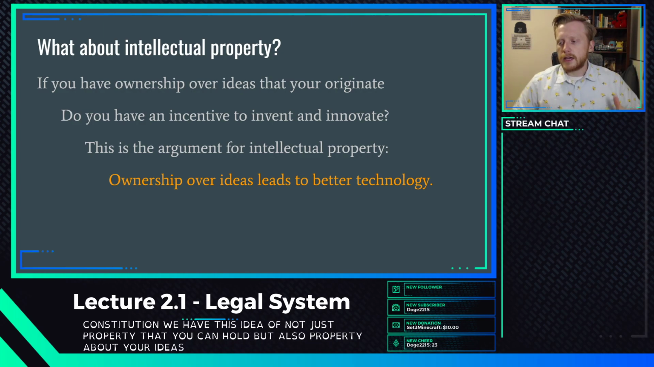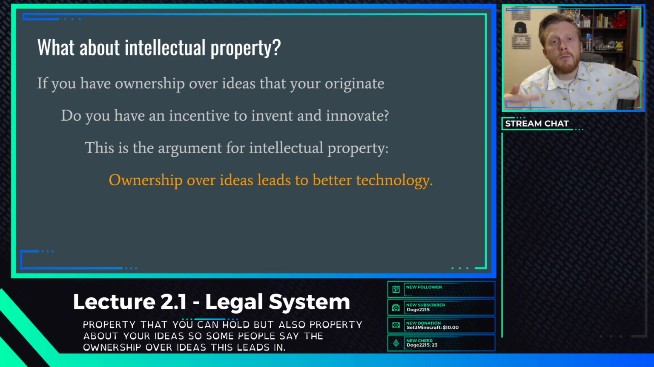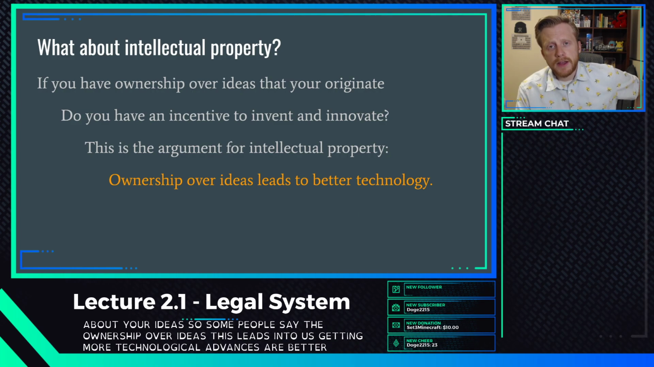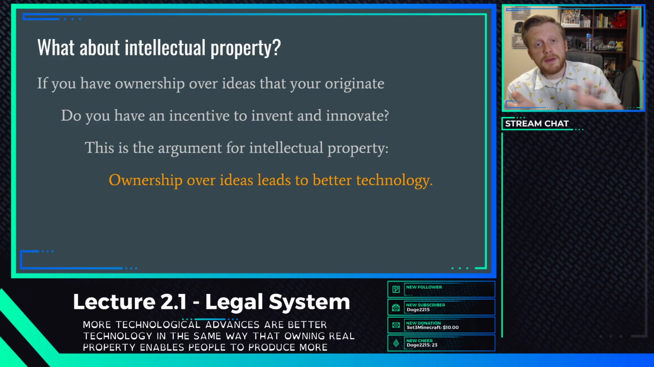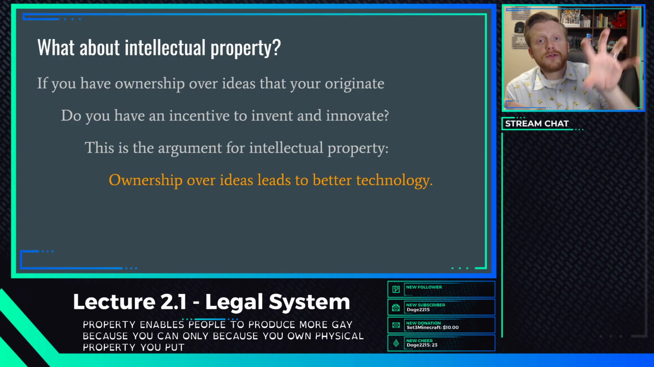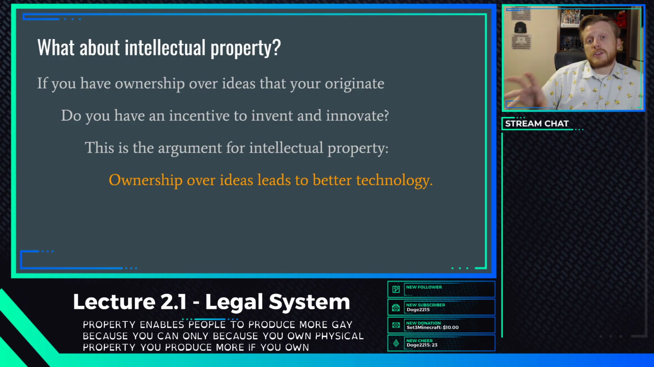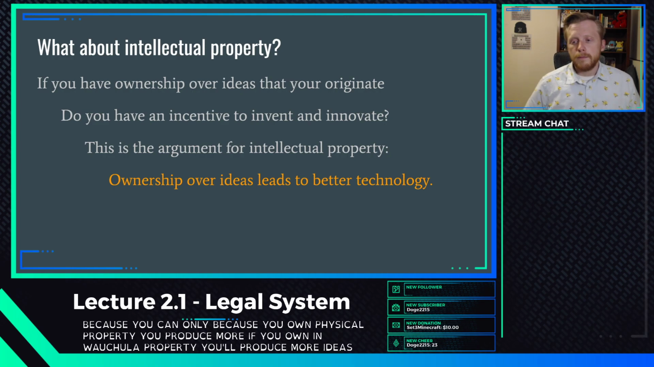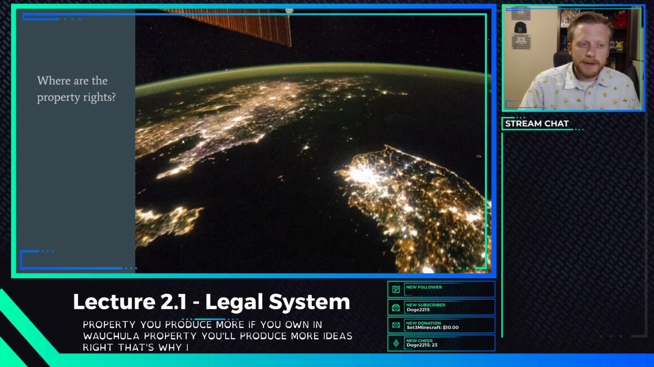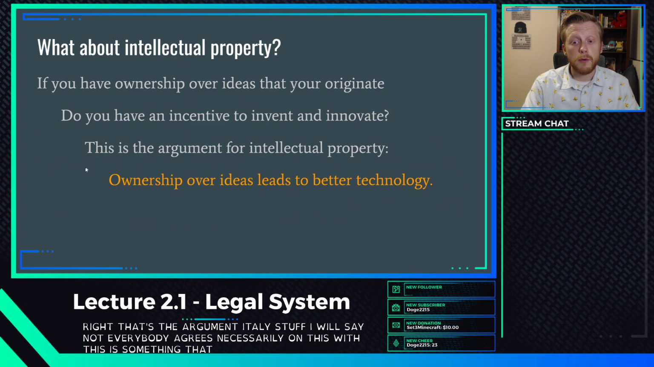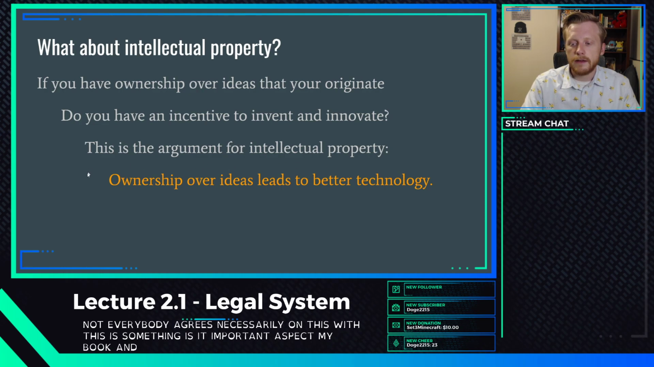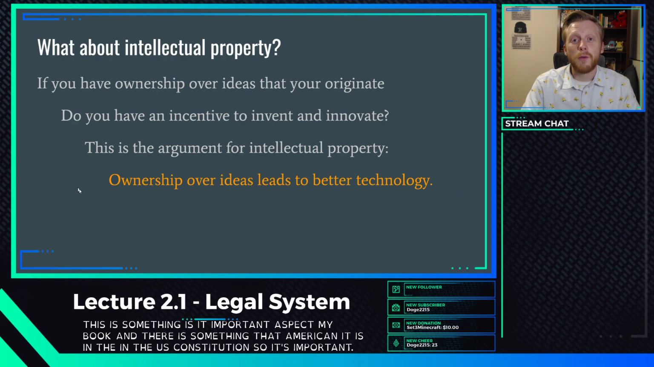So some people say that ownership over ideas leads to us getting more technological advances or better technology, in the same way that owning real property enables people to produce more. Because you own physical property, you produce more. If you own intellectual property, you'll produce more ideas. That's the argument. At least, not everybody agrees necessarily on this, but this is an important aspect from our book, and it's certainly something that is in the U.S. Constitution. So it's important to understand why we have this.